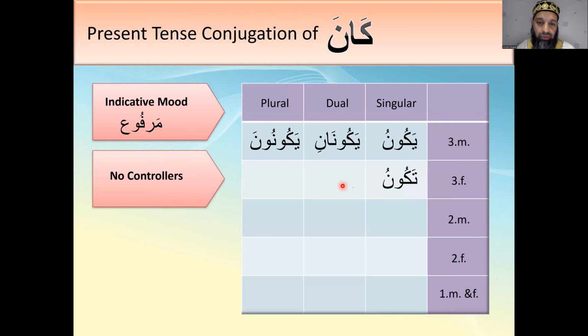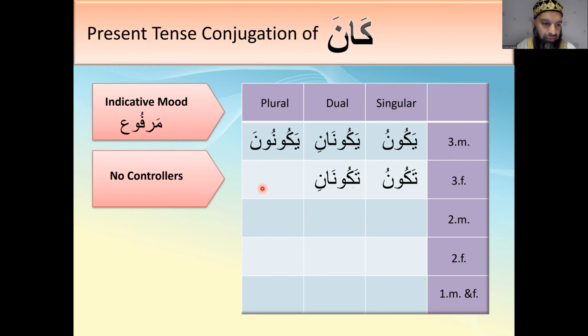And then this one here? Takunani. Again, that's it. Once you've got this, the endings are the same. Takunani. So what's this one going to be now? This one is going to be a bit tricky. Yeah, this was yakulna and yaktubna. What do you think it's going to be here? Because there's already a noon in the root word and there's a noon ending as well. So what are you going to do? Yakunna, yakunna.